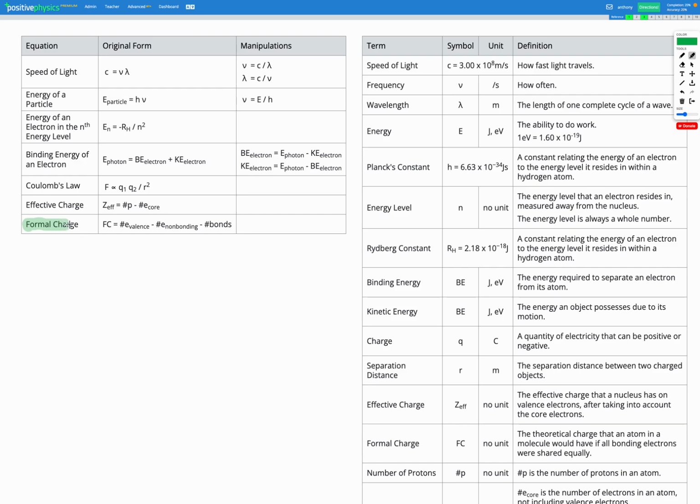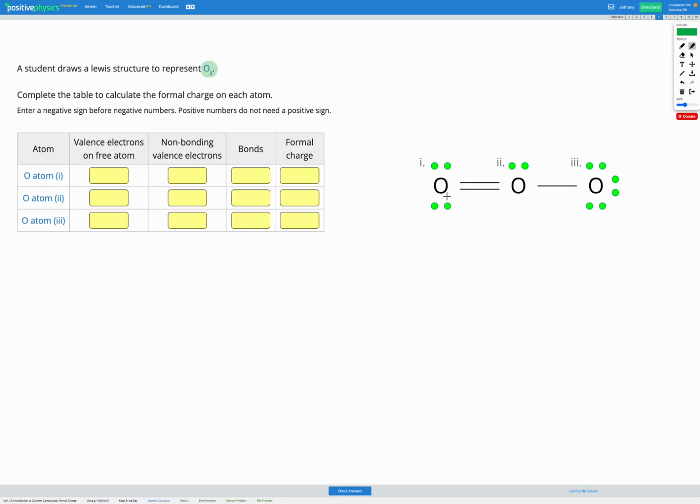Here's our equation for formal charge. Formal charge equals the number of valence electrons minus the number of non-bonding electrons minus the number of bonds. So let's write that down. Formal charge equals the number of valence electrons that an atom has, minus the number of non-bonding electrons on that atom at that time, minus the number of bonds that atom is making.